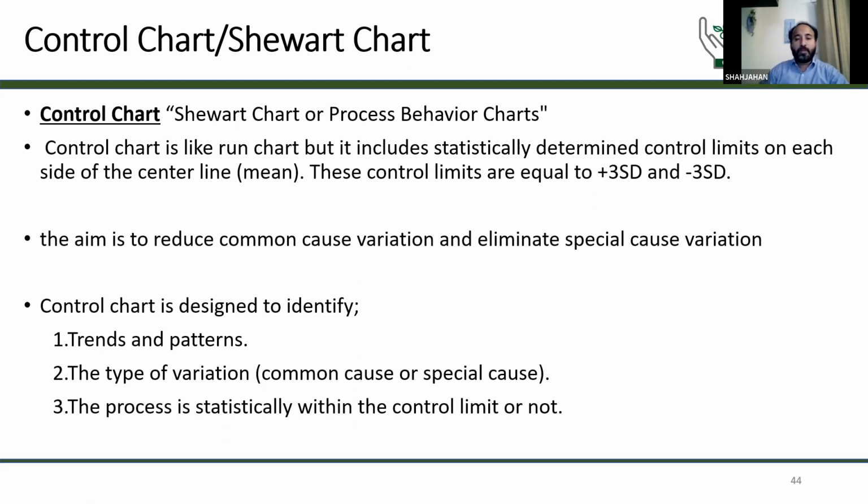Here we put the values. These control limits are equal to positive or negative standard deviations. The aim is to reduce common cause variation and eliminate special cause variation. A control chart is designed to identify trends and patterns, and the type of variation, common cause or special cause. The process is statistically within the control limits.